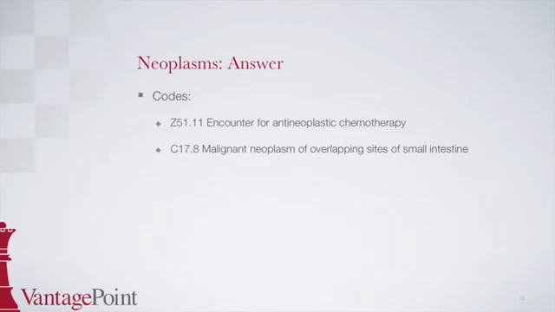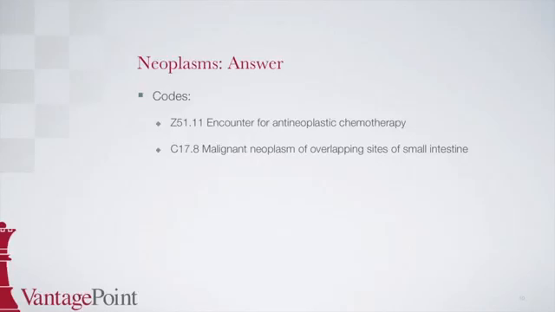Our first code is Z51.11 for encounter for anti-neoplastic chemotherapy. Remember that since the reason for the visit was chemo, this code must go first. I found this code by looking up chemotherapy in the alphabetic index. The options below the main heading are for cancer and neoplasm, both of which code to Z51.11. I then confirmed this code in the tabular.